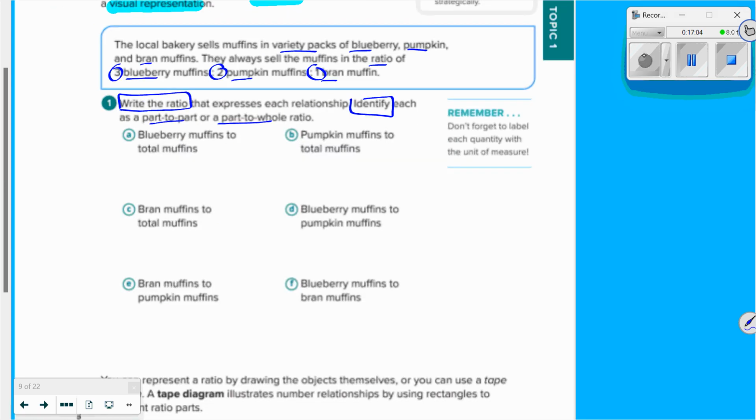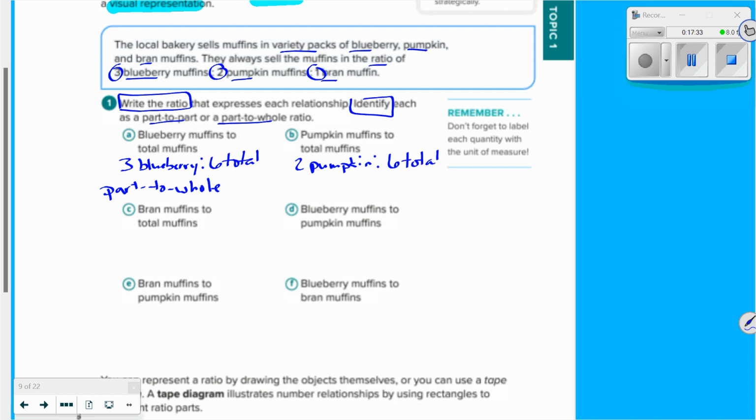It sounds like most of you are done. So our first one, blueberry to totals, it's going to be 3 blueberries. What was our total? 6 total. What kind of ratio is that? Part to whole. Our next one, pumpkin. 2 pumpkins to 6 total. Our total didn't change. What type is that? Another part to whole.